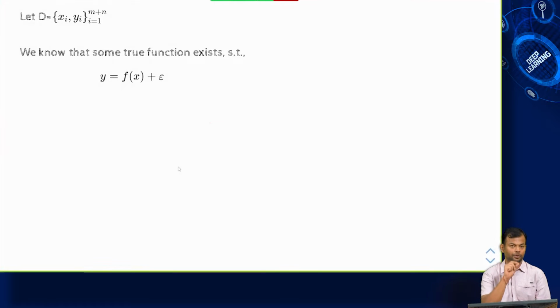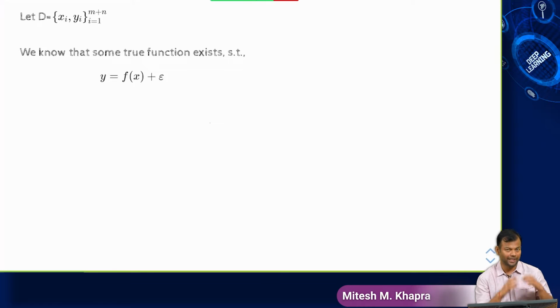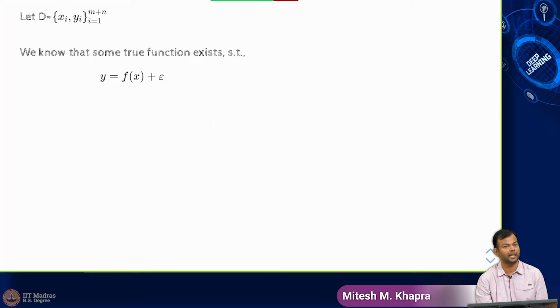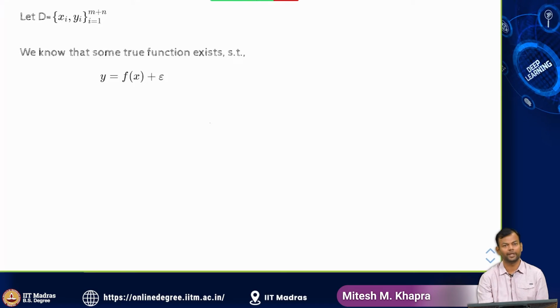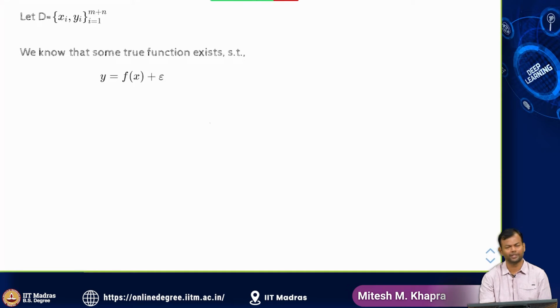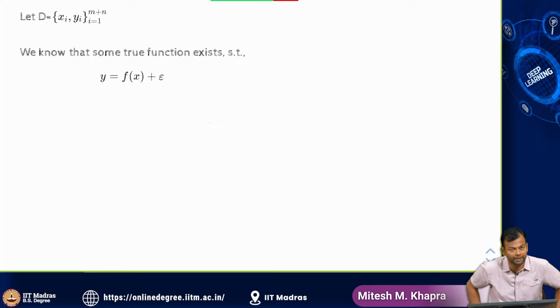Okay. So we will refer to our training data or the entire data as D, which contains m plus n points, where you have n training points and m test points, or the other way around, as we defined on the previous slide.